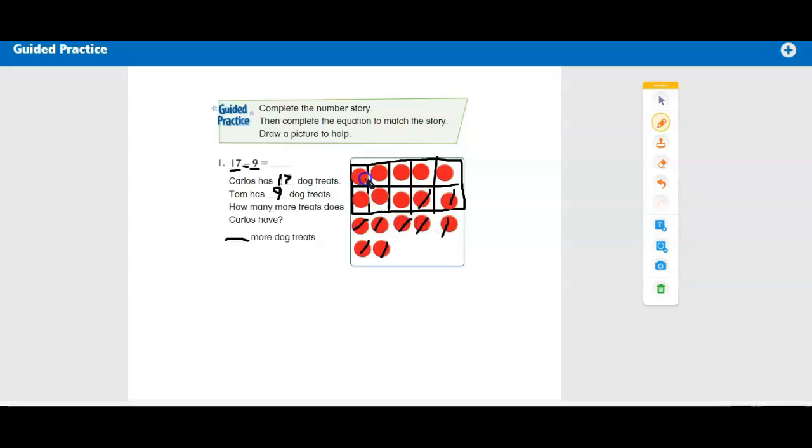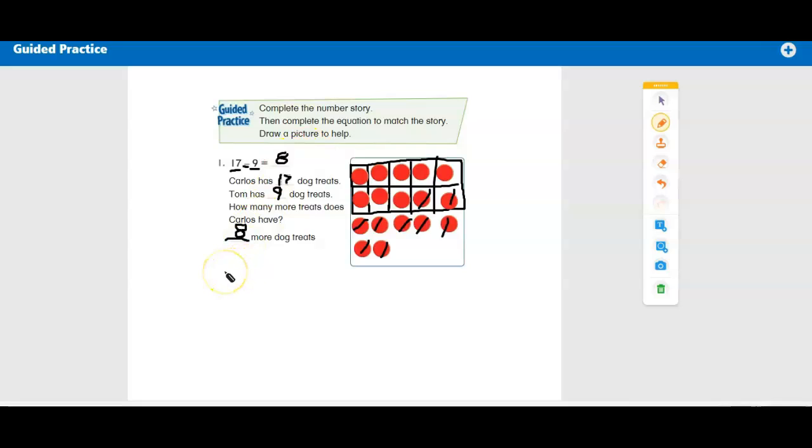Well, after I do that, how many am I left with in my tens frame that are not crossed out? We're left with 1, 2, 3, 4, 5, 6, 7, 8. So Carlos has 8 more treats than Tom. So we were able to complete the number story, solve for our equation, and write in our blanks.